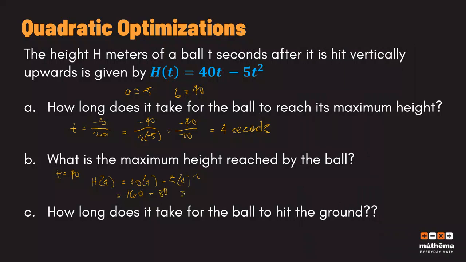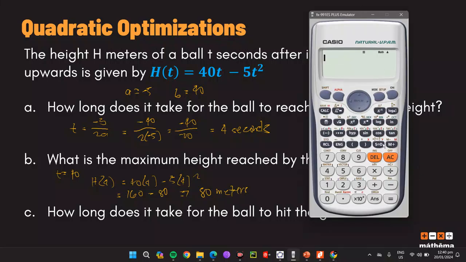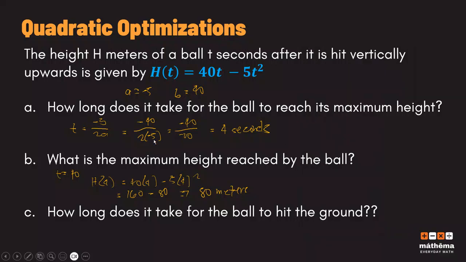So therefore, our maximum height is what? 80. This is meters, right? Meters. Let's go back to our calculator and check again. So we have here 40 times 4 minus 5, and then we have 4 squared. Alright, this will give us 80. So again, after 4 seconds, the ball will reach its maximum height, which is 80 meters.